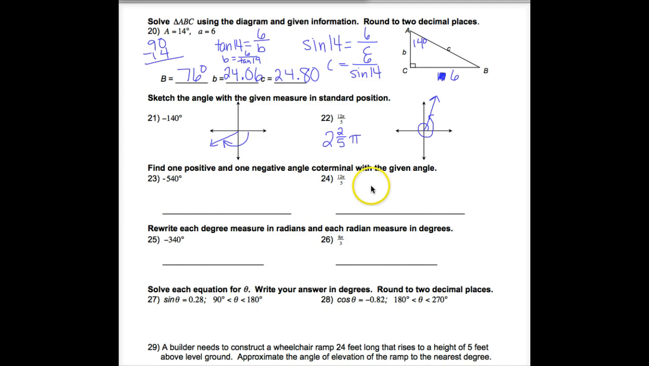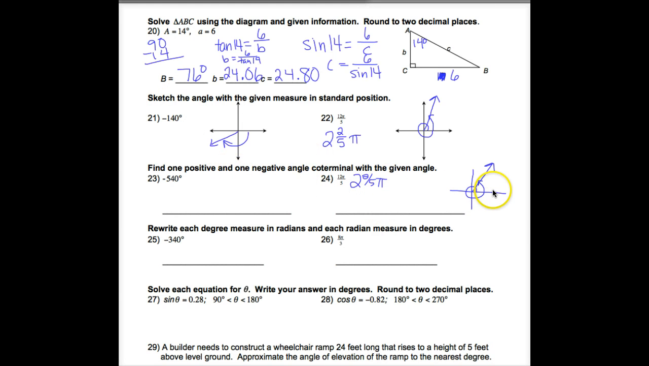All right, next coterminal angles. So I'm going to go ahead and look at 24, which is the same angle as what you had in number 22. So we should now know where the angle is located, which is your first step here with coterminal angles. If you don't know where it is, you need to sketch it so you know where it is. So we know that this is 2 and 2/5, and we know where it lands. So if I rewrite the 2 and 2/5 pi, I'm going to draw the original angle just like I did up above. There's my original angle.